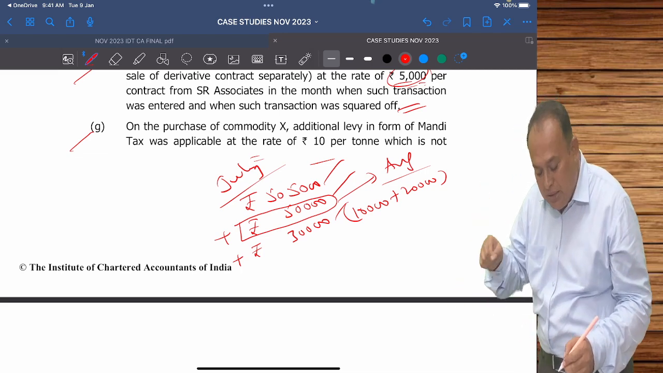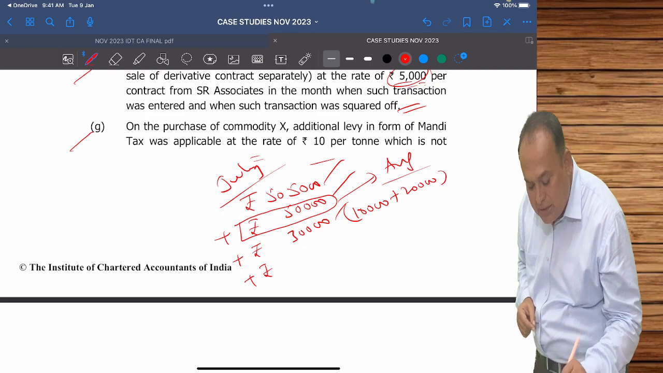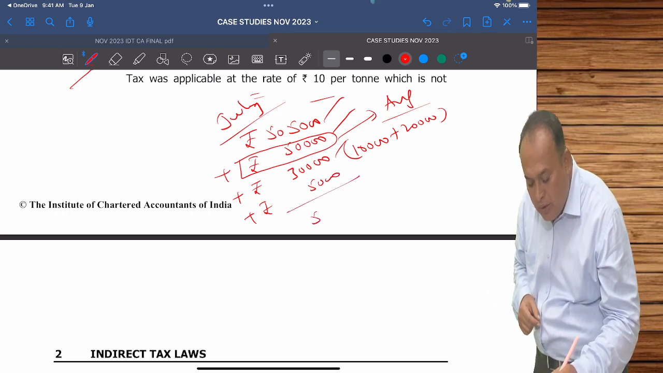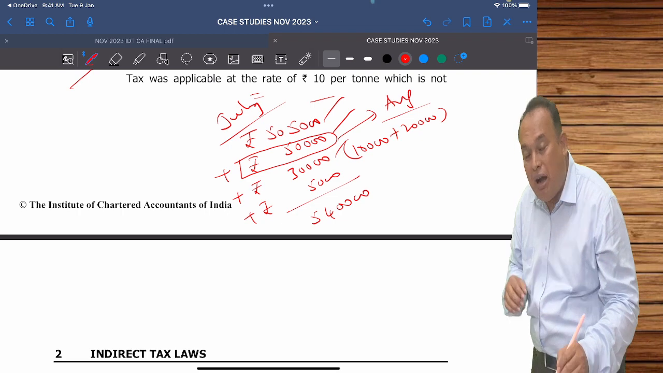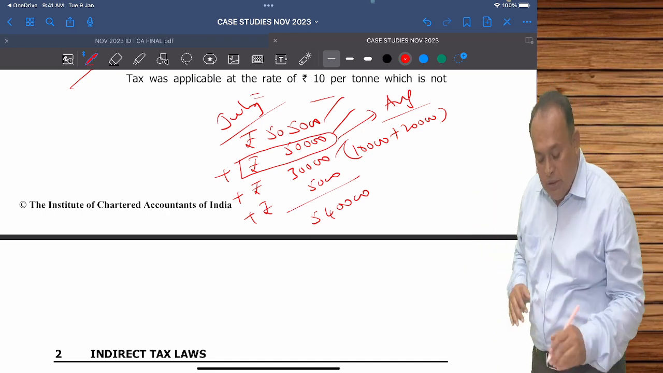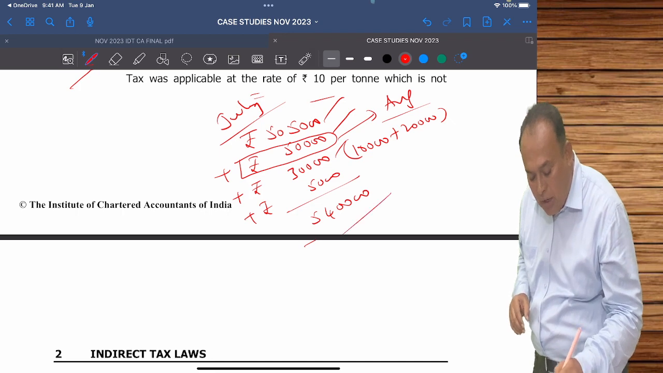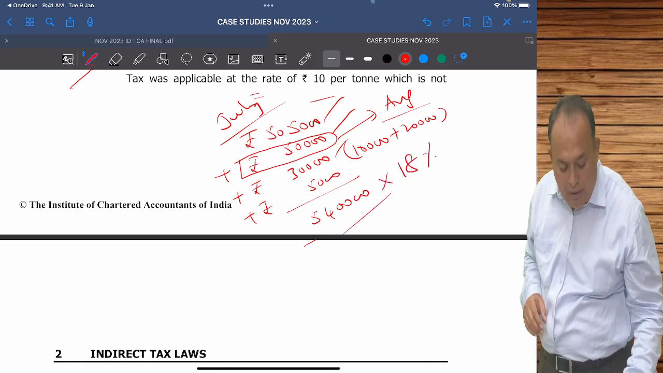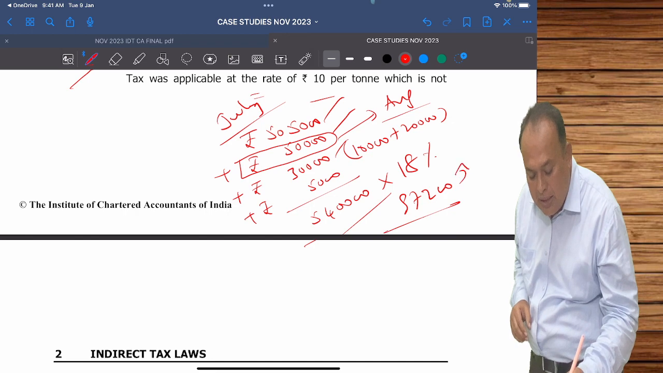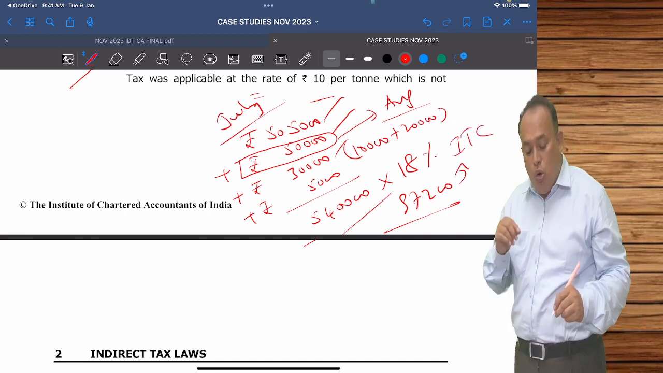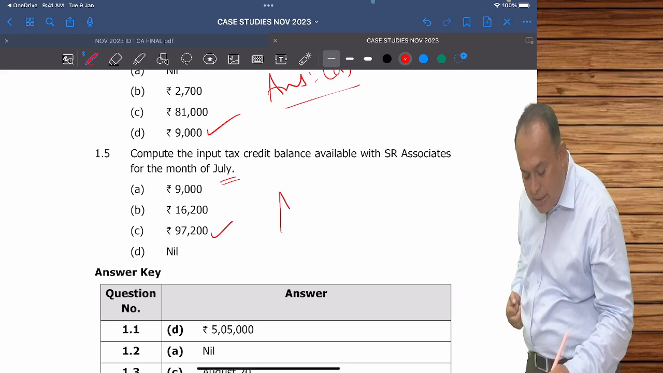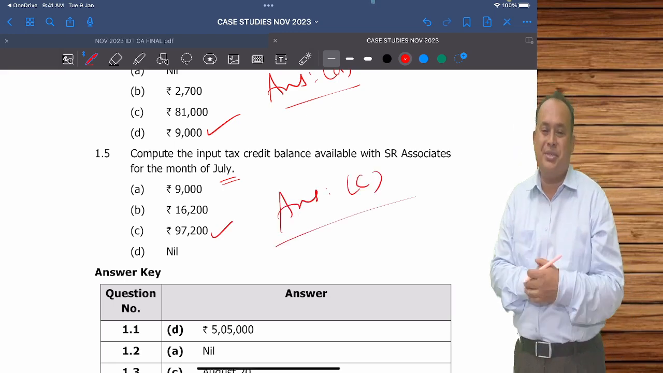Therefore, 5,05,000 plus rupees 30,000, plus the brokerage charge for the month of July, 5,000. Total how much will come here? 5,40,000. This artificial intelligence service has time of supply in August month, therefore it is qualified for credit in the month of August, not in the month of July. So for the month of July, on 5,40,000 at the rate of 18% is equal to how much? 97,200 is my input tax credit balance. Where is 97,200 matching? Point number C is the right answer here. Answer is C, as simple as this.